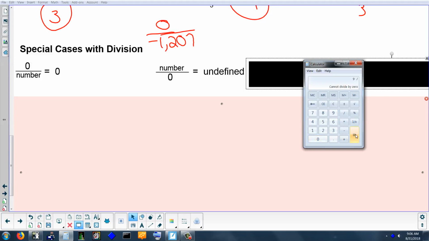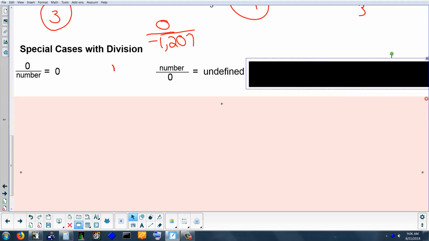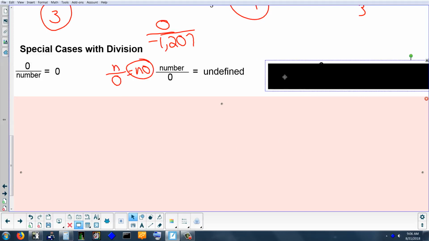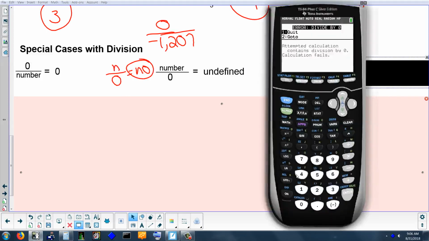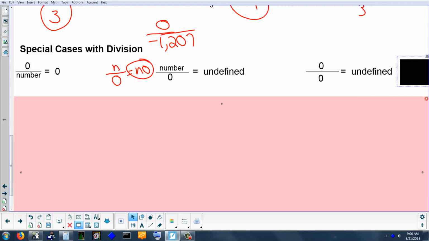N for number, 0 on the bottom. N-O. It's not possible. No. Number on the top, 0 on the bottom, no, it doesn't work. It's undefined, like Savannah told us. Last example we have is if we did 0 divided by 0, it says undefined. Same thing would happen. You guys had all that stuff on your notes anyways.